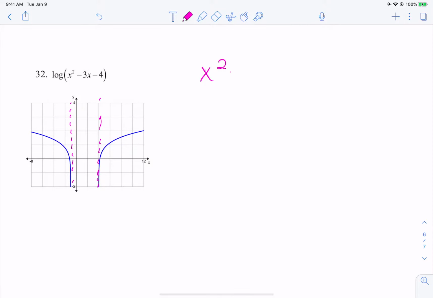We are looking for where x squared minus 3x minus 4. Yes, we are going to do that. Yep, you're one step ahead of me, Adam.